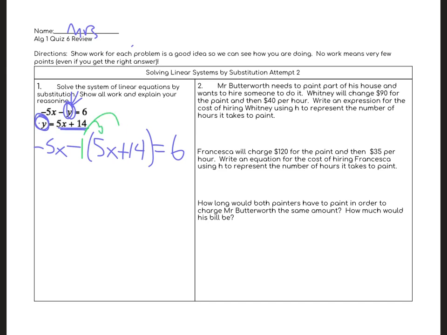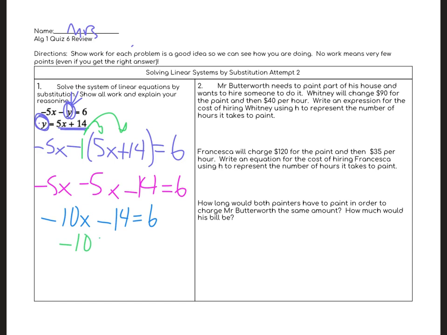So let's go ahead and distribute, and we'll get negative 5x, and then negative 5x, and negative 14. My pew sounded sad, I'm sorry. Now combine like terms: negative 5x and negative 5x is negative 10x minus 14 equals 6. And then add 14 to both sides, so negative 10x is 20. Divide by negative 10, and you get x is negative 2.